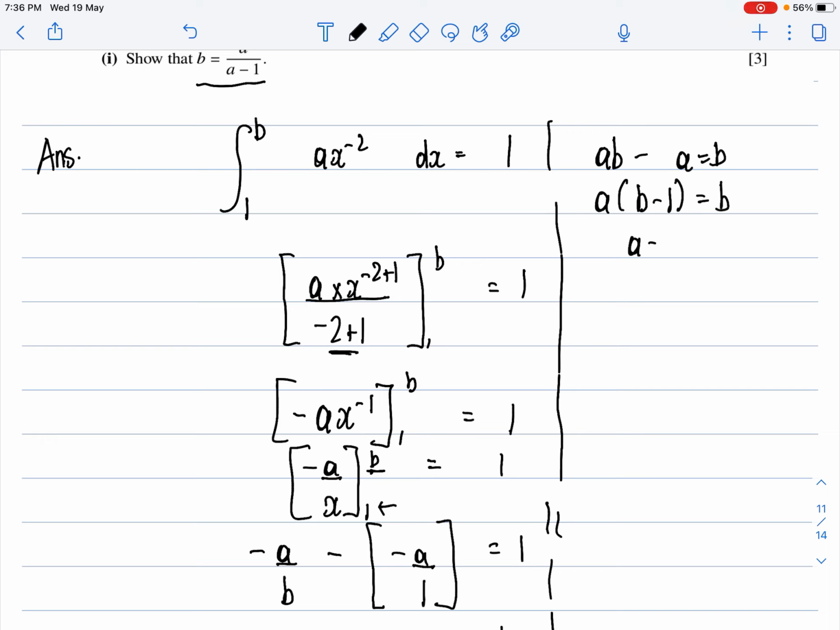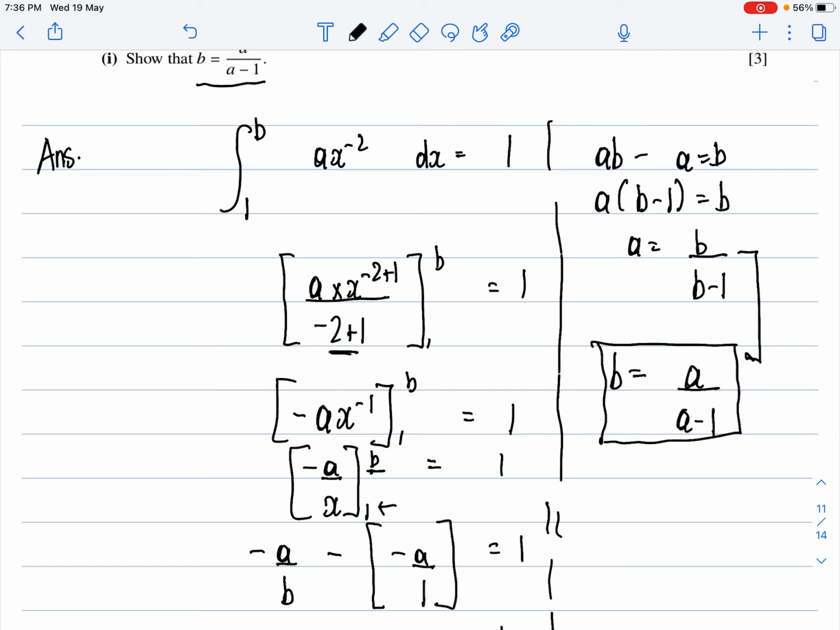So I can write this as a equals b over b minus 1. Now using simple algebra, I can state that b is equal to a over a minus 1, correct? Because both of these are equivalent. So this is what I needed to prove basically.